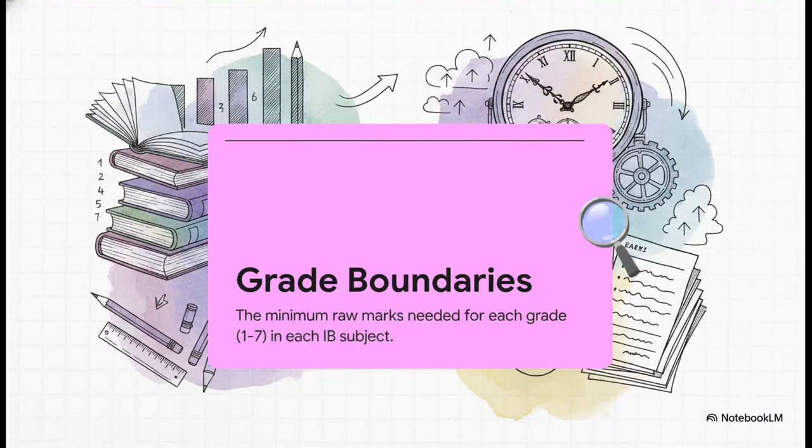So what are they? In simple terms, they're just the minimum scores you need to get for each grade, from a 1 all the way up to a 7. But here's the really crucial part, the bit you have to remember. They are set after all the exams are marked. This is what allows the IB to adjust for how difficult your specific exam paper was.